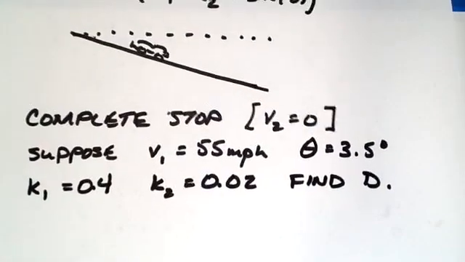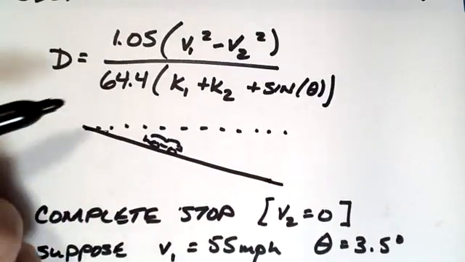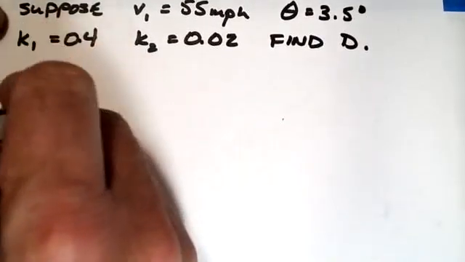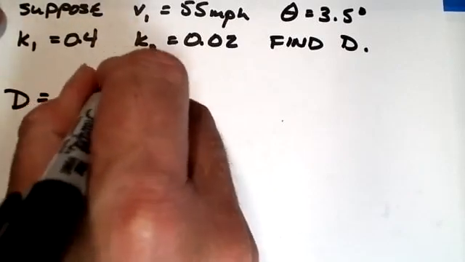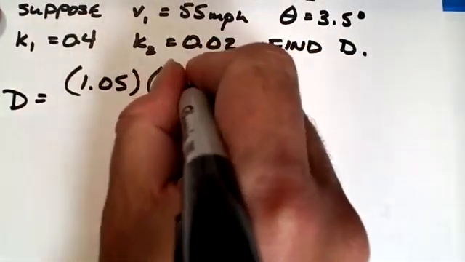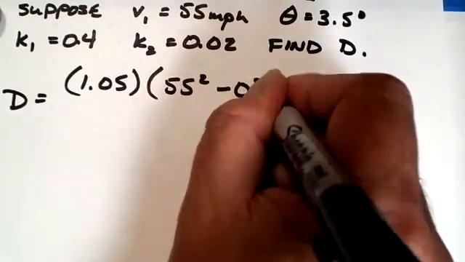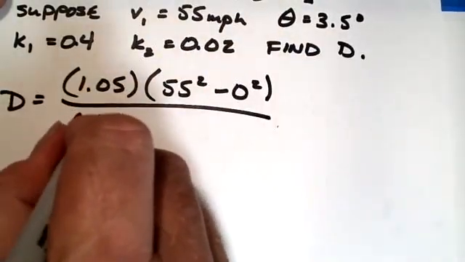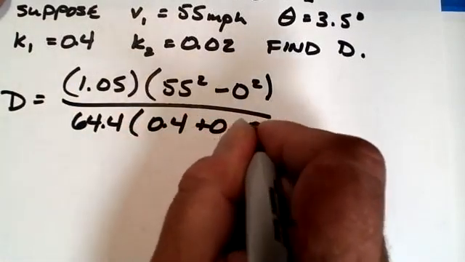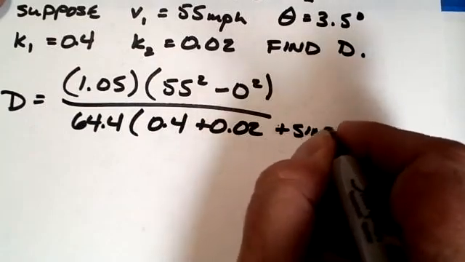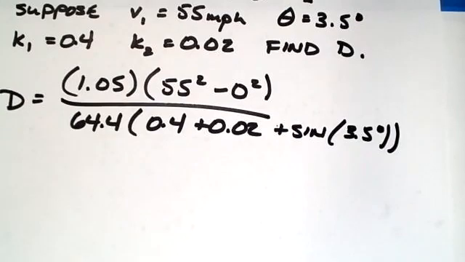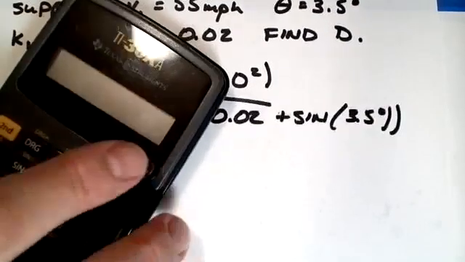Because you've got this bizarro formula, it seems like a really challenging problem. It really is not that challenging. So distance is equal to 1.05 times 55 squared minus 0 squared, all divided by 64.4 times the quantity 0.4 plus 0.02 plus the sine of 3.5 degrees. Plug and chug, folks. There's nothing exciting going on here.